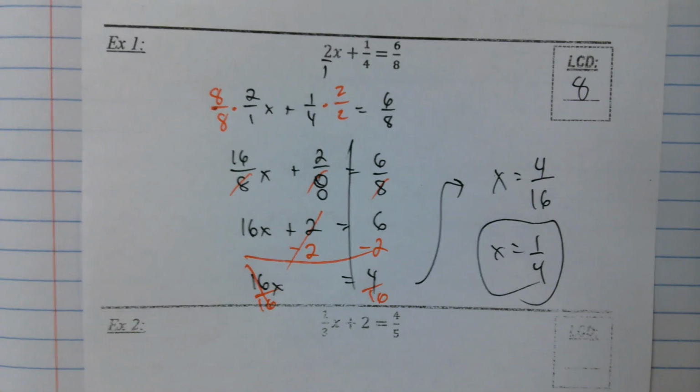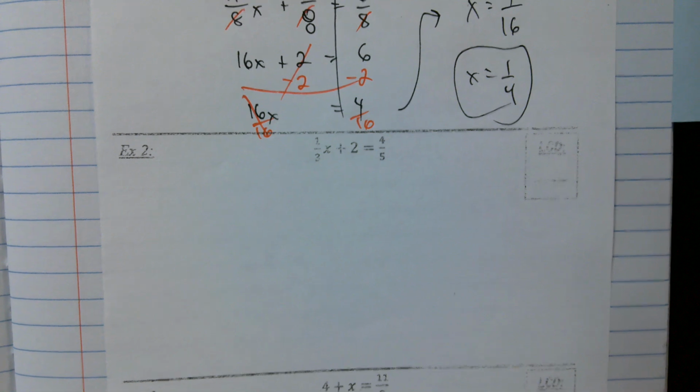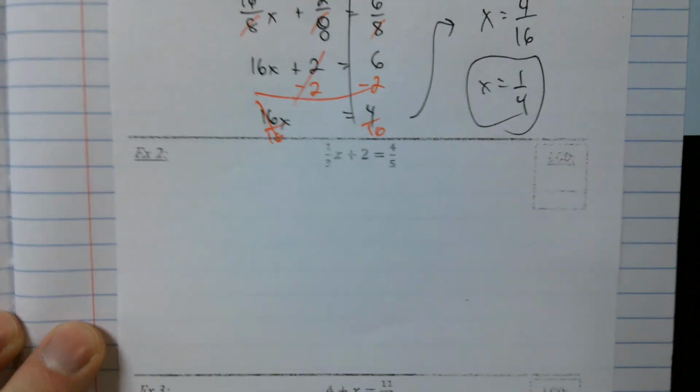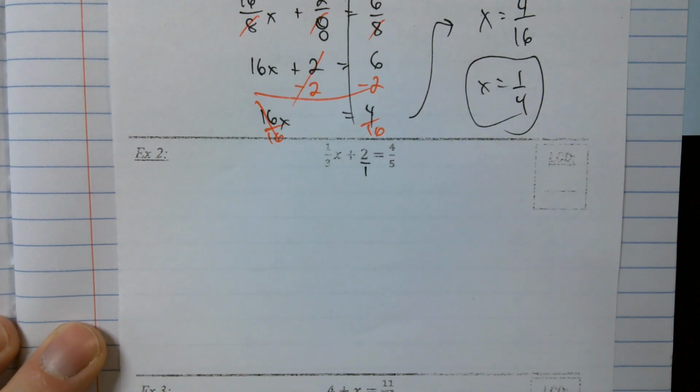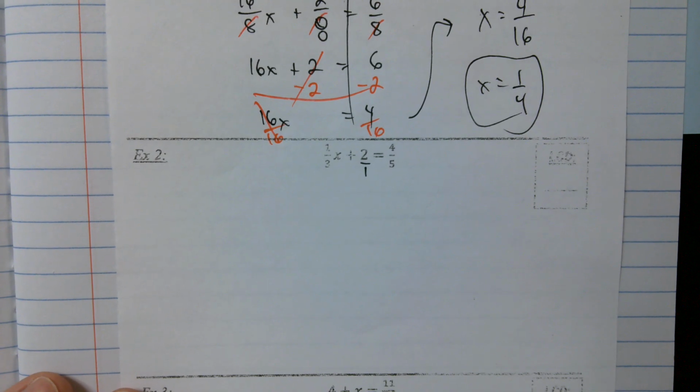Boom. Now, example number 2. I got 3, a 5, and a nothing. What's my nothing going to be? Over 1, 2 over 1. Yeah, put the 2 over 1. So what's my LCD between 1, 3, and 5? Maybe 5. Well, does 3 go into 5? Nope.